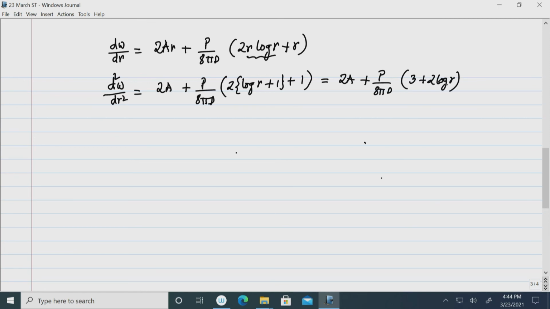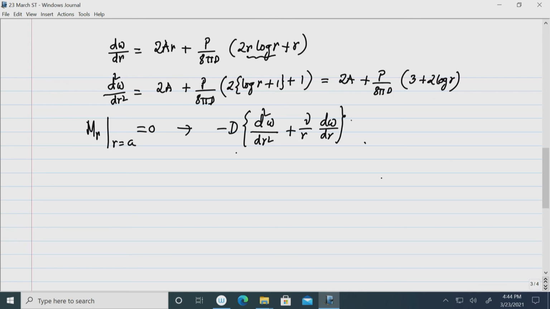Now, apply the condition of bending moment. So, m r at r is equal to a to be 0. What is m r? M r is equal to minus d square w dr square plus mu by r dw by dr should be equal to 0 at r is equal to a.